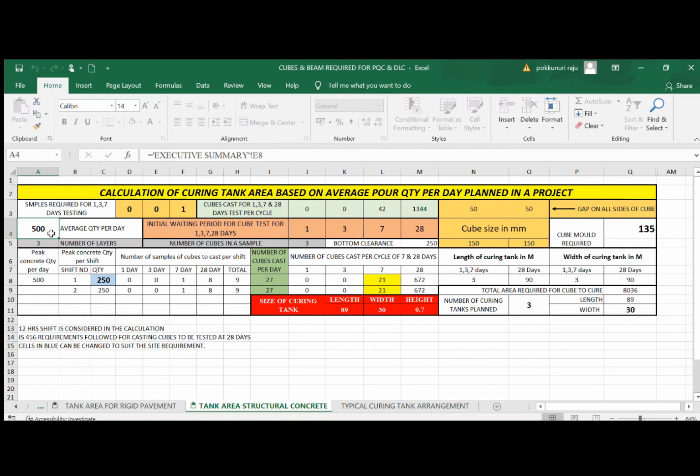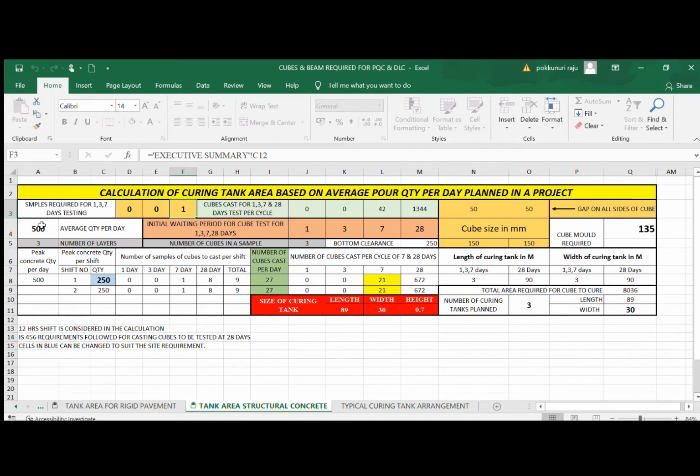Now, if you require more cubes, like for 1 day, 3 days, or 7 days, then the number of cubes to be cast will depend upon the requirement. So that requirement you can put on top. Like if you need a 1 day cube, say one sample or two samples, you have to put that value there. If you need 3 days cubes, the number of samples required needs to be put, but anyway we require one sample of the day's production to be tested for 7 days. So the default value I have put as 1 for 7 days testing.